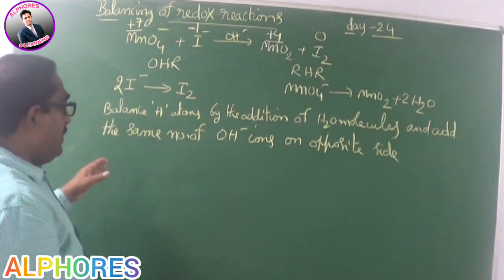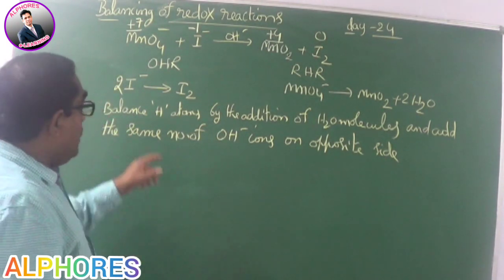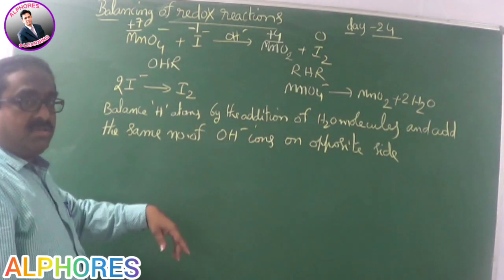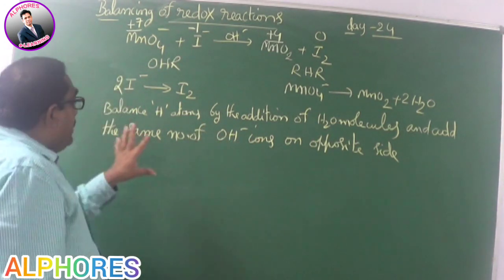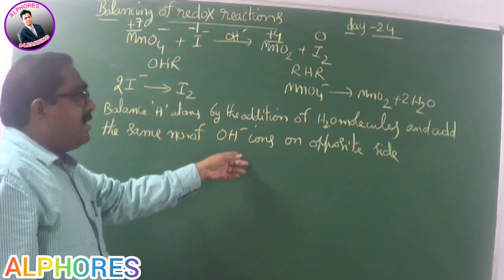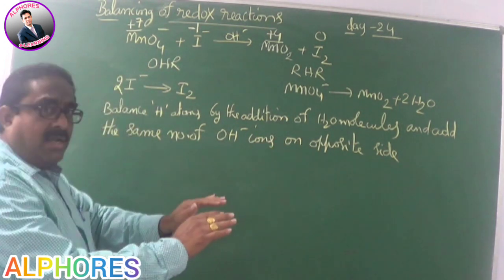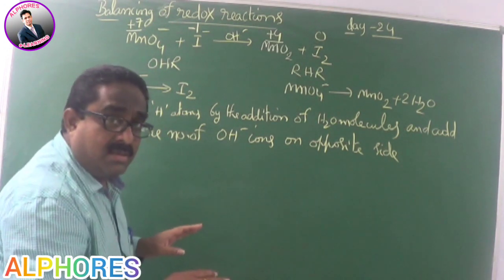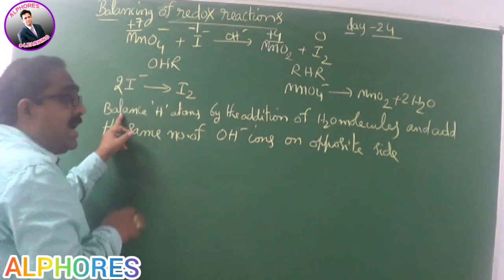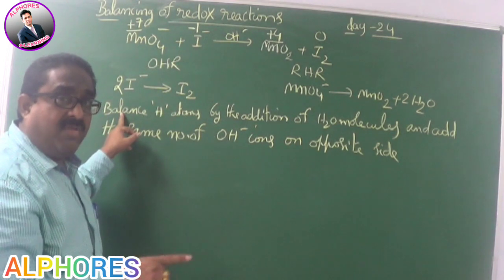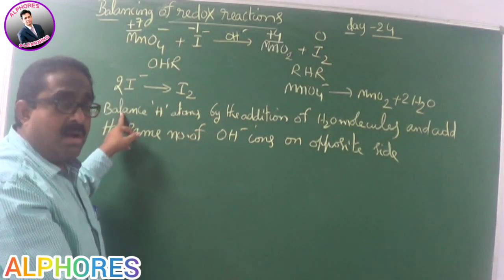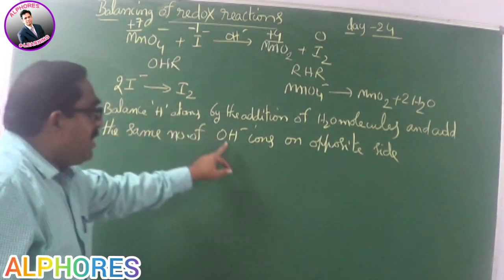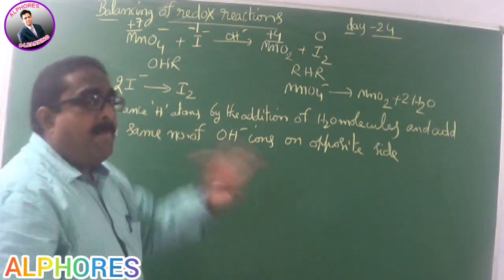I am repeating the statement. Please note it down. Balance the hydrogen atoms by the addition of H2O molecules and add the same number of hydroxide ions on the opposite side immediately within the same step. Don't neglect. Please concentrate. Here hydrogens also should be balanced with water molecules, but at the same time, within the same step, you should add the same number of hydroxide ions on the opposite side.